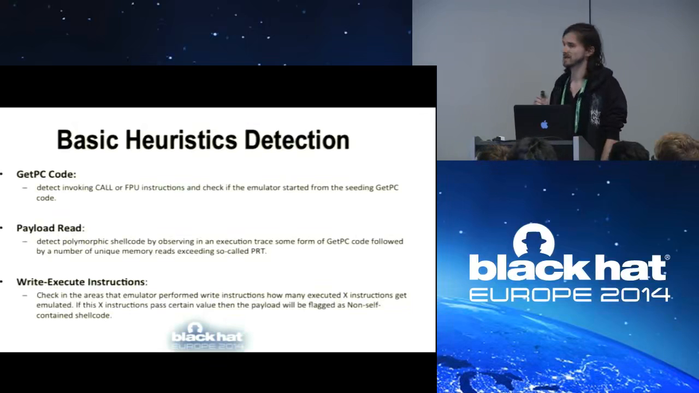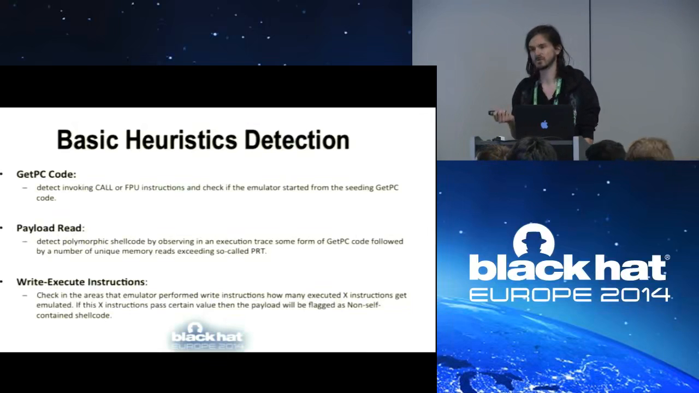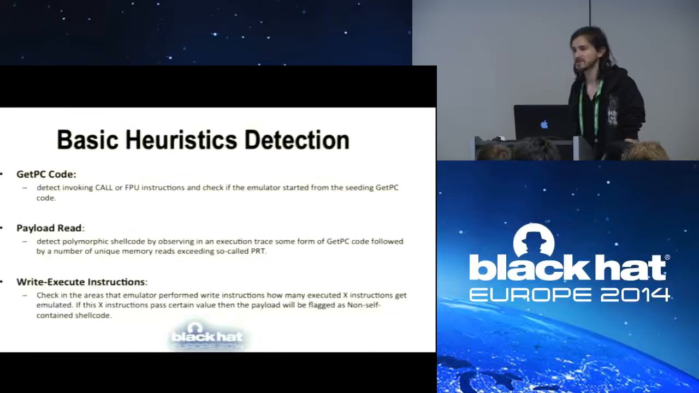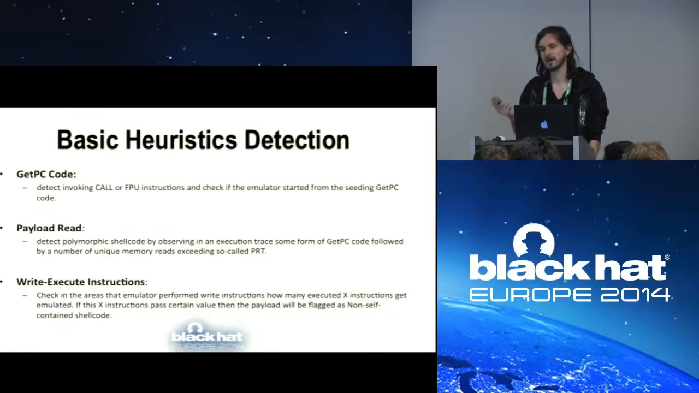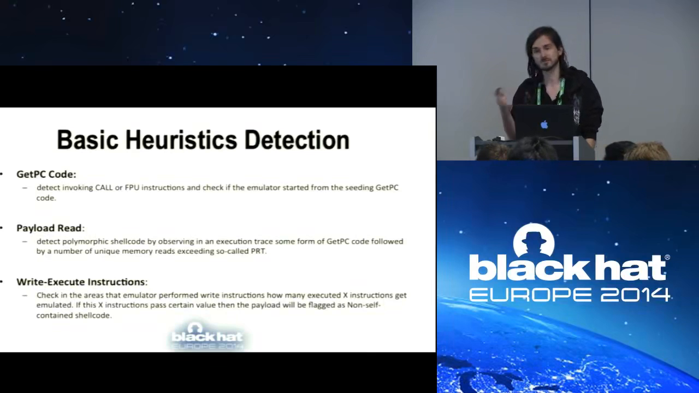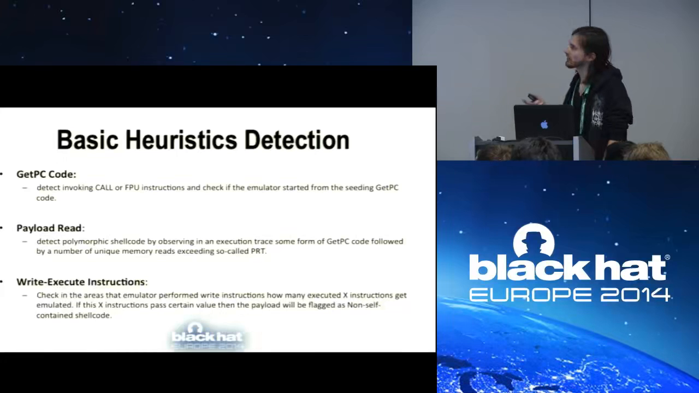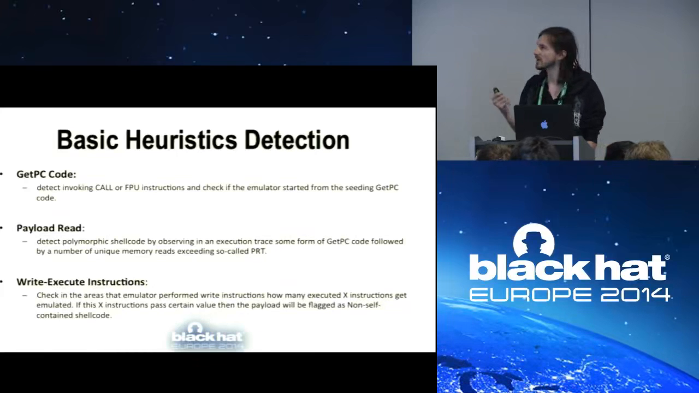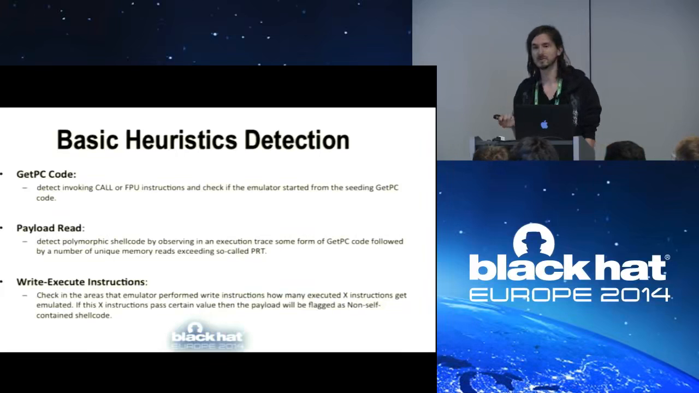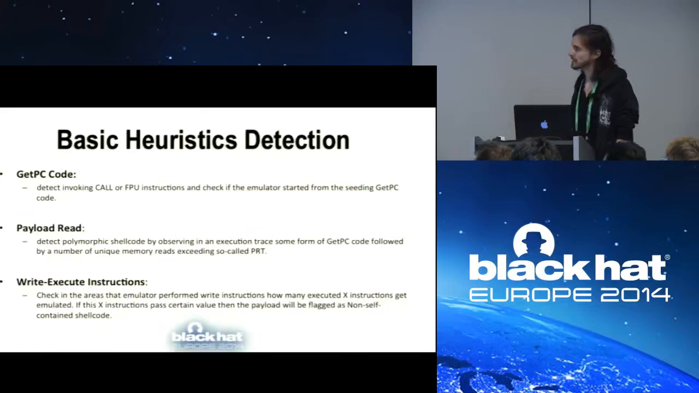The second heuristic is the so-called payload read threshold heuristic, which means that if you have self-modifying shellcode, you obviously have a lot of read operations over the shellcode body for decryption and subsequent writing of the decoded plaintext. So if the emulator sees a lot of read operations to unique memory addresses, and this number of read operations exceeds a certain threshold, then it considers it as malicious.